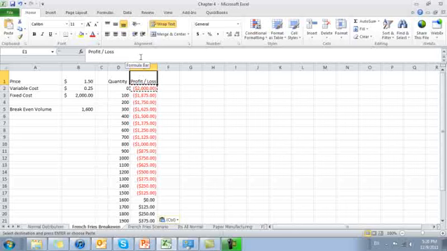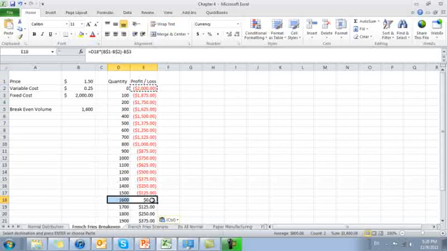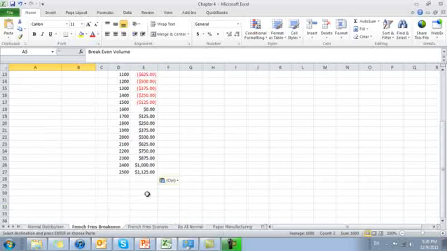Paste. We see that for small volumes we lose money. At 1,600 we break even. There's no profit. We already calculated it here. And for larger volumes, you start to make money.